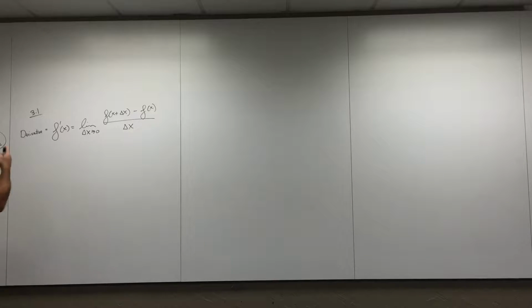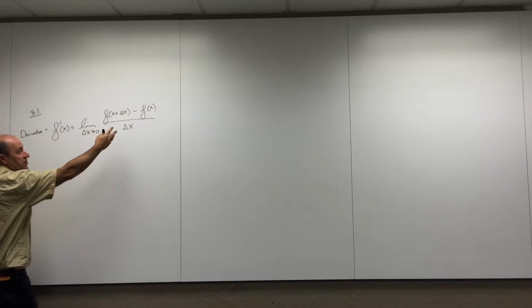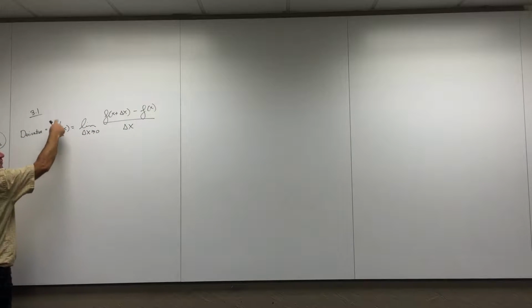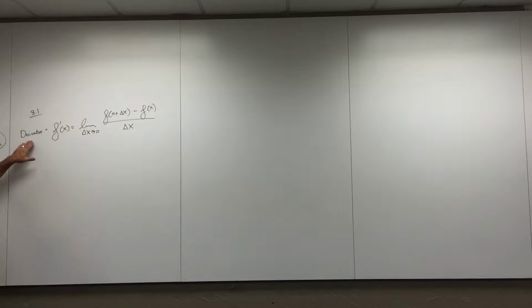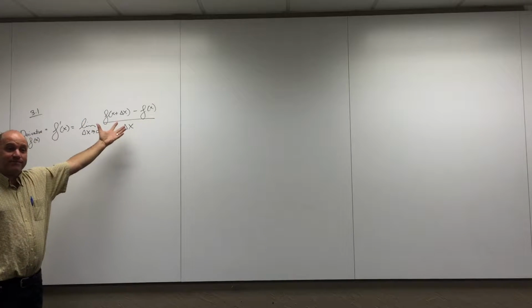But we call doing this to a function, we call the answer f prime of x, and it's called the derivative of the original function. So it's the derivative of f of x. When you take the derivative of a function, you call it f prime of x. That's what you call that, f prime of x. And that's what you do.